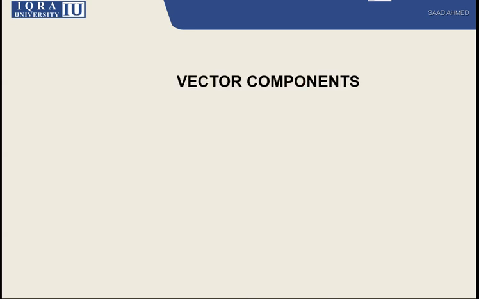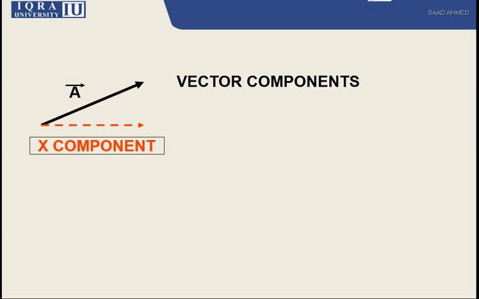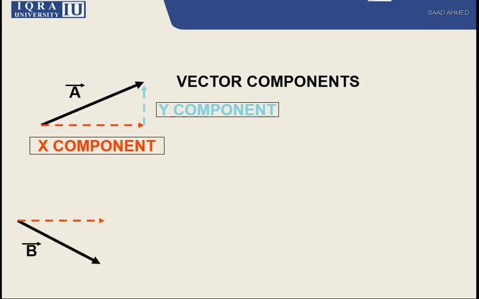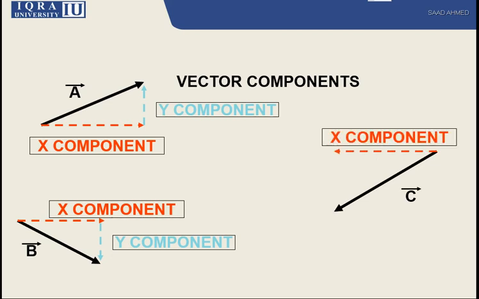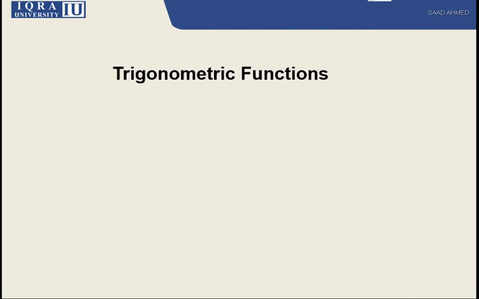Okay, vector components. Now we have vector components: x component and y component. The x component is shown as a dotted red line and the y component as a dotted line. B vector, this is the x component and this is the y component. Remember, the x component is on the x axis and the y component is on the y axis. Here again we see the x component in the opposite direction and the y component in the downward direction.